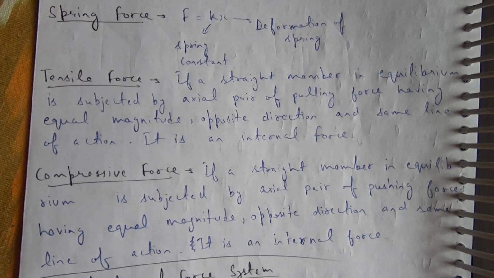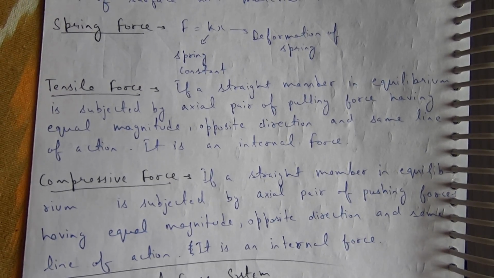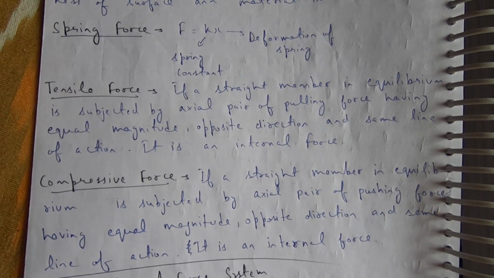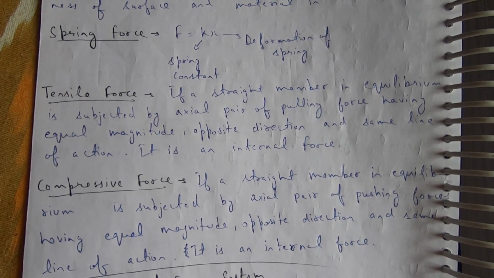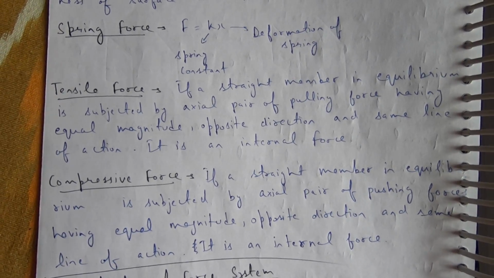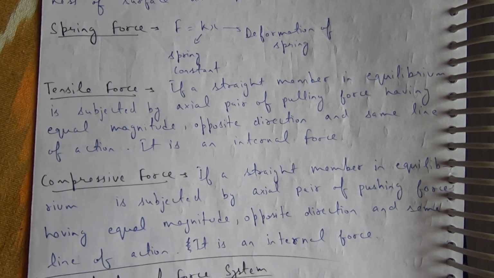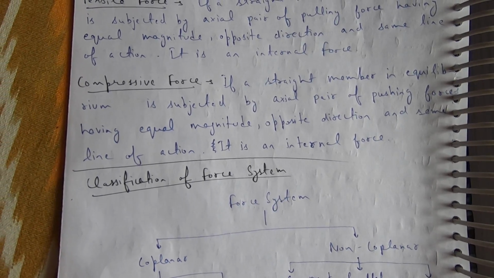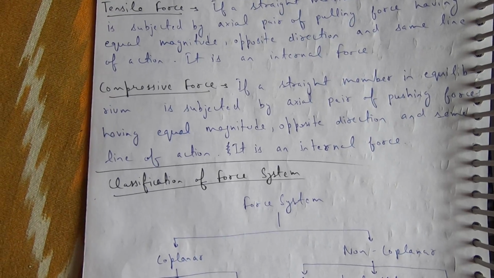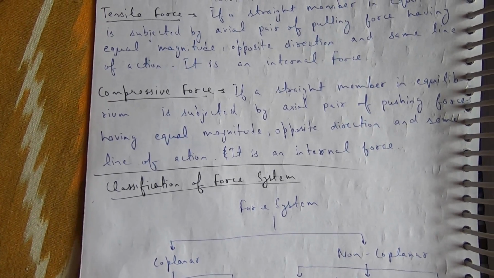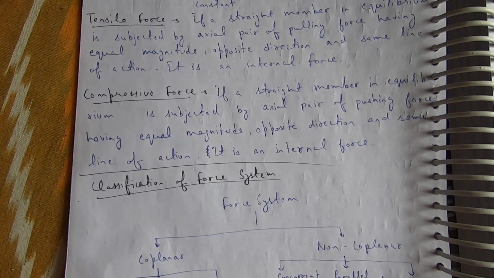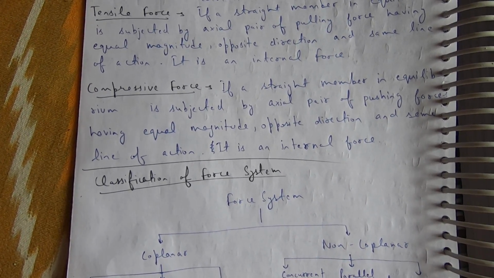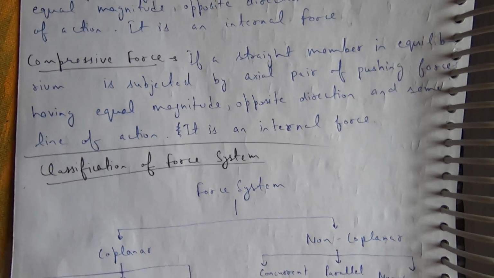Tensile force: if a straight member in equilibrium is subjected to an axial pair of pulling forces having equal magnitude, opposite direction, and same line of action, it is an internal force. Compressive force: if a straight member in equilibrium is subjected to an axial pair of pushing forces having equal magnitude, opposite direction, and same line of action, it is an internal force.